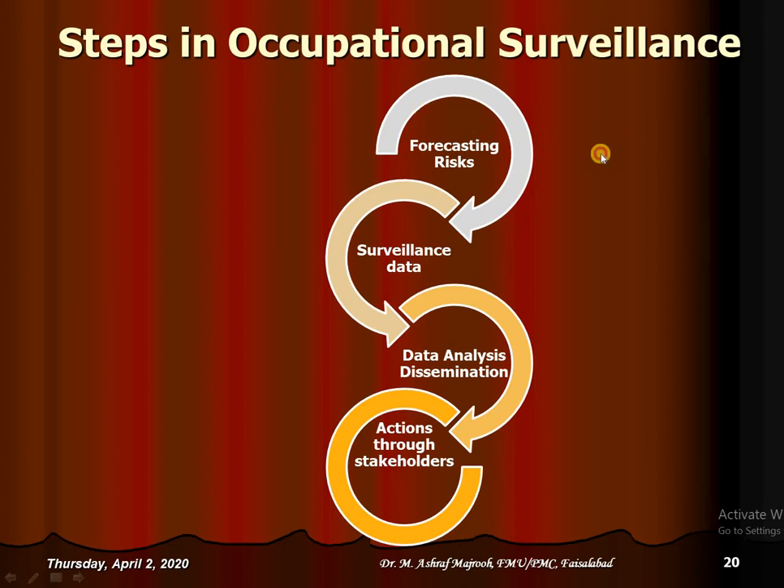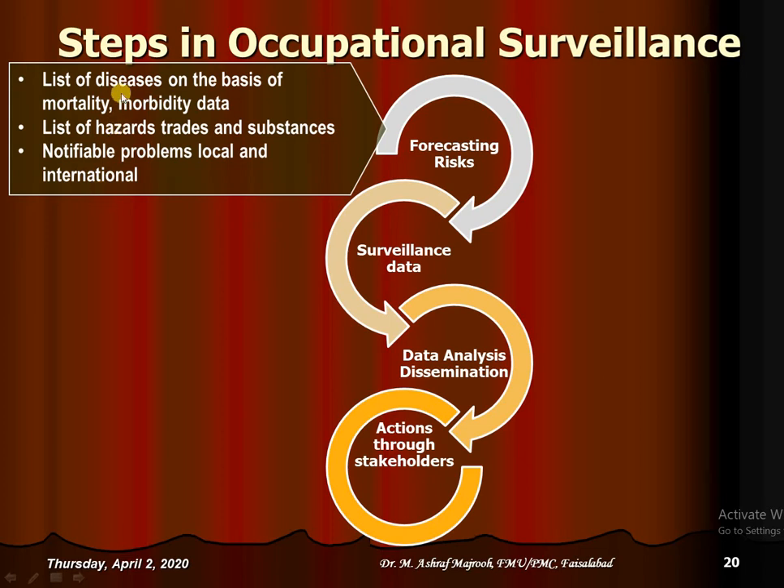So how is the forecasting done? In forecasting, the list of diseases is prepared on the basis of mortality and morbidity data, on the basis of existing data. Then a list of hazardous trades and substances is prepared. Then the notification problem, local and international level. Certain diseases and substances are internationally liable to be monitored, so they are included in the surveillance list. So first the priority list through forecasting risk is prepared.